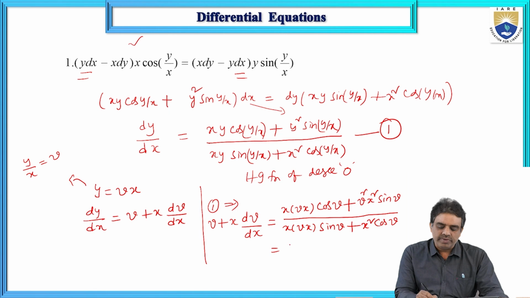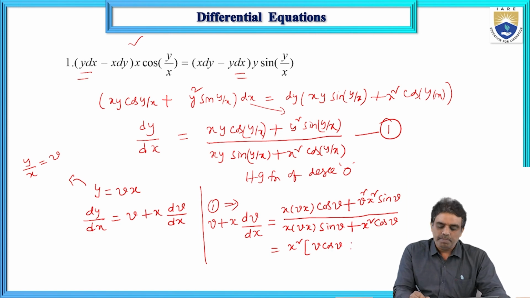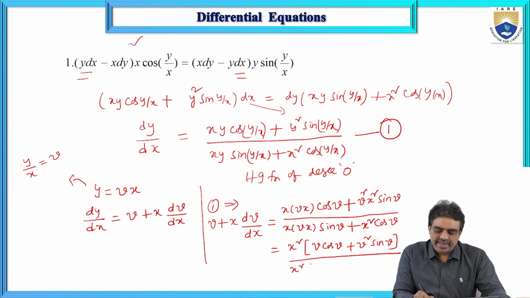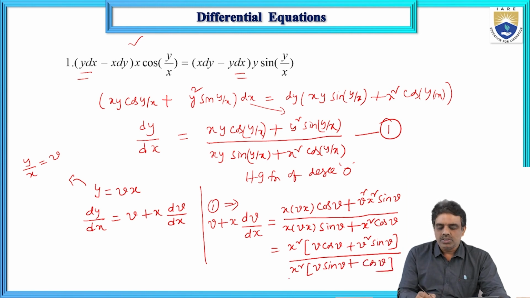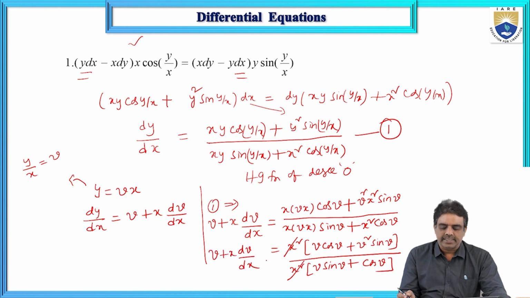So here x square is a common term in the numerator, then you will get v cos v, and taking x square outside you will get v cos v plus v square sin v. In the denominator also take x square outside, then v sin v plus cos v. So x square cancels. On the left hand side, v plus x dv by dx.